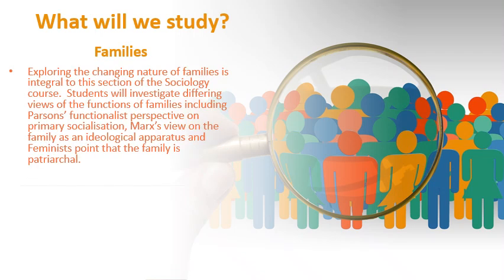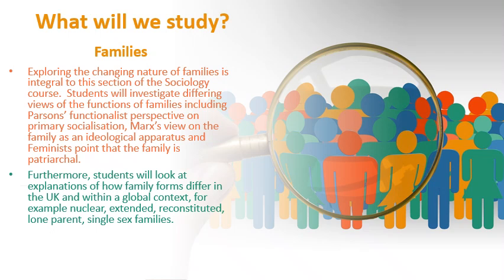We also look at families and the changing nature of families and the role that families have in society today. So how can families be positive? How can they be negative? How are they used as a way of change? We look at different perspectives like Parsons, Marx. We also look at a feminist perspective on the role of the family. We look at the construction of patriarchal societies, for example, and how women are trying to smash through that glass ceiling to have more equality.